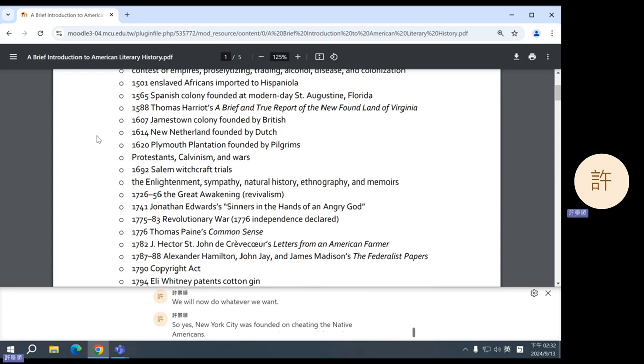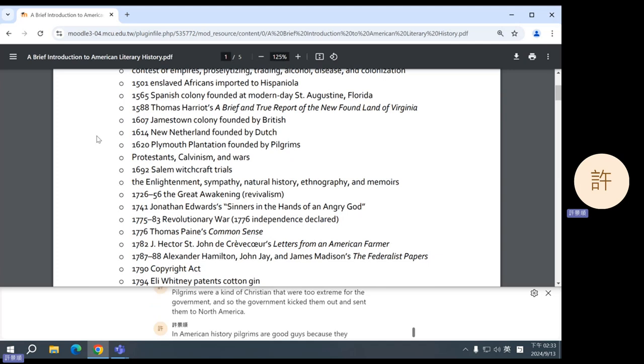In 1620, Plymouth Plantation in Massachusetts was founded by pilgrims. Pilgrims were a kind of Christian that were too extreme for the government. And so the government kicked them out and sent them to North America. In American history, pilgrims are good guys because they helped start the new country. But in English history, pilgrims are bad guys because they kept causing trouble and trying to fight against the government.